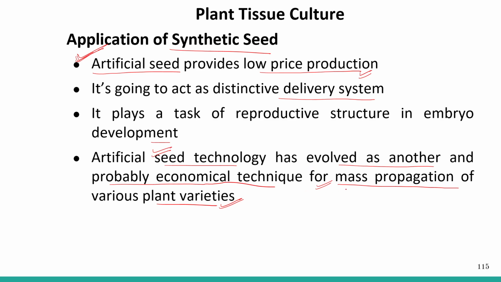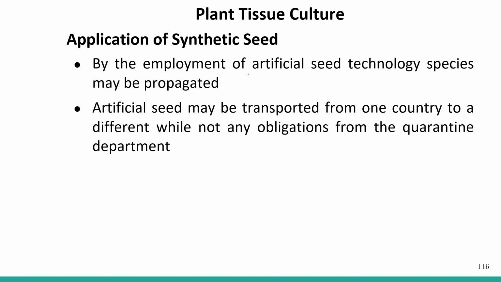So if we want mass propagation of various plant varieties, then we can use this artificial seed technology. By the employment of artificial seed technology, different species can be propagated. Artificial seeds may be transported from one country to another without any obligations from the quarantine department, right? Because natural seeds we cannot take from one country to another because of quarantine, right?